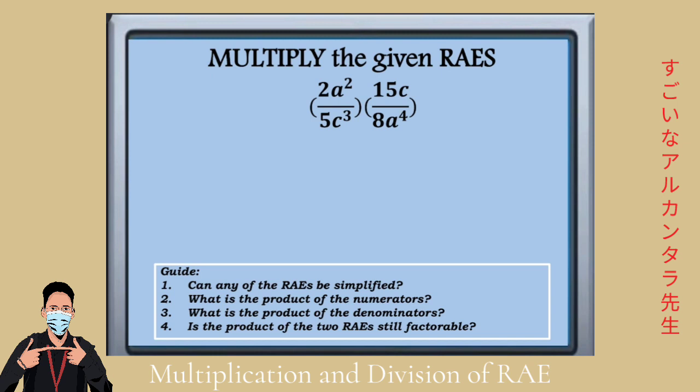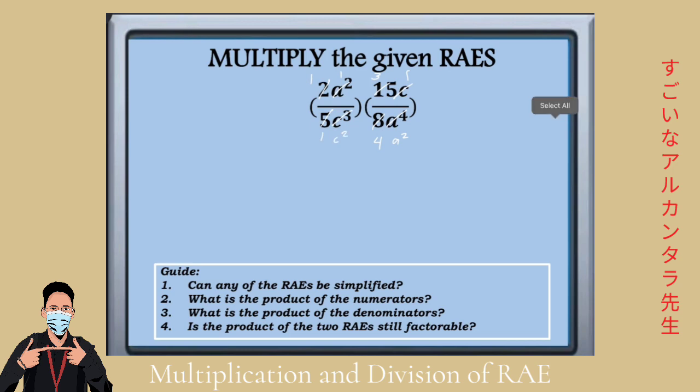Similarly, this one again, if you wish to multiply first before simplifying, it's okay, but you can simplify first, then multiply. So here you can start with 2 and the 8. 2 divided by 2 is 1. 8 divided by 2 is 4. A squared and a raised to 4, the GCF is a raised to 2. This will be 1, and this will be a raised to 2. 15 and 5, the GCF is 5. This will be 1, this will be 3. C cubed and C, the GCF is C. This will be 1, this will be C squared.